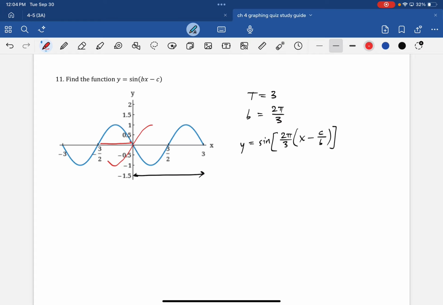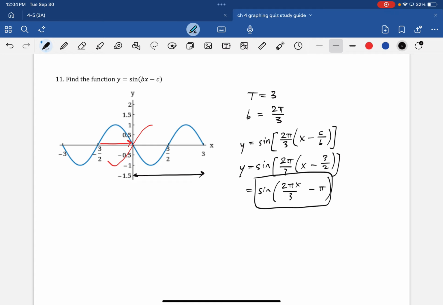It has been shifted by 3 over 2 to the right. Therefore, c over b must be equal to 3 over 2. So our answer is y equals sine of 2 pi over 3 times x minus 3 over 2, which is equal to sine of 2 pi x over 3 minus pi. That's our answer. Now, how do you know if it was shifted to the left or to the right?